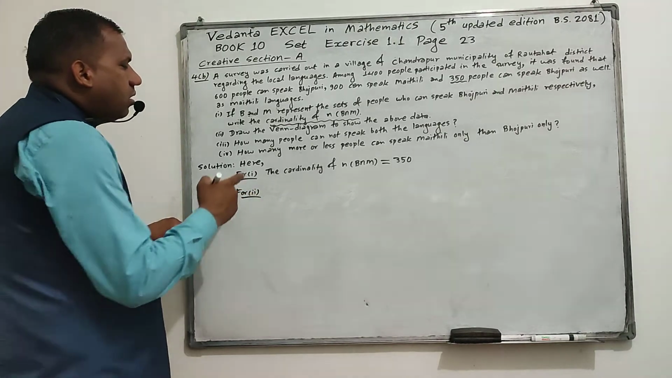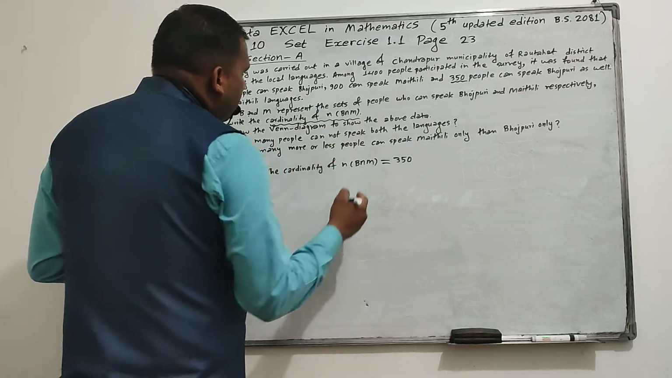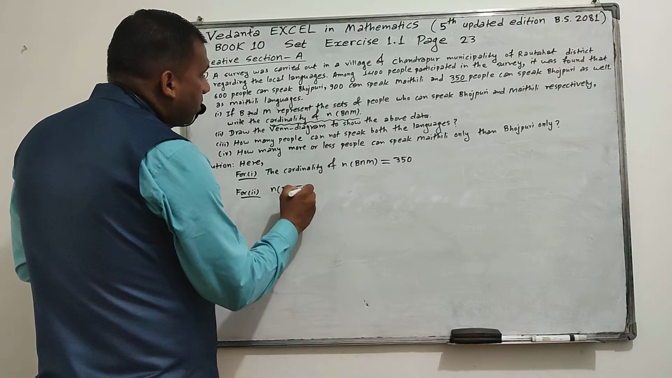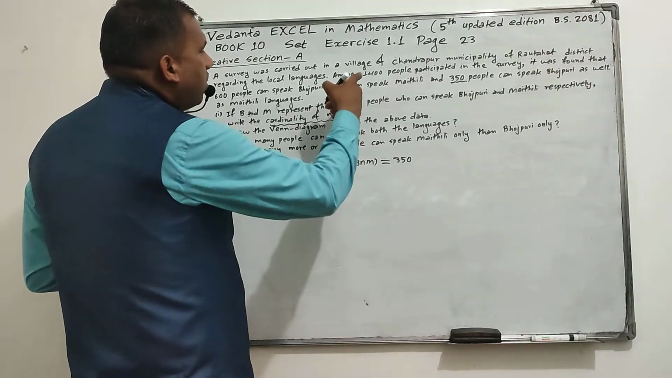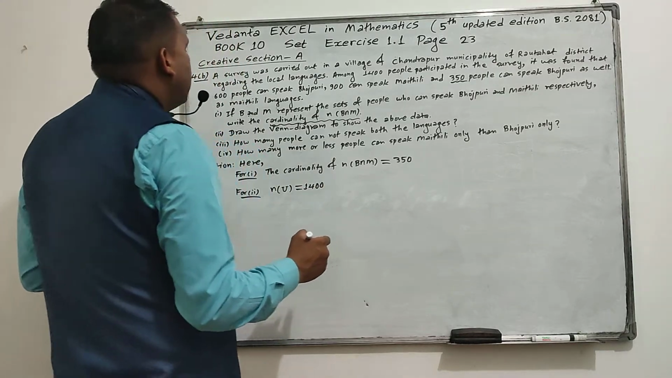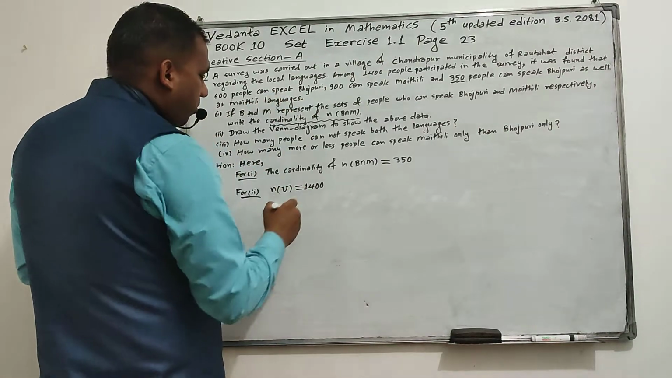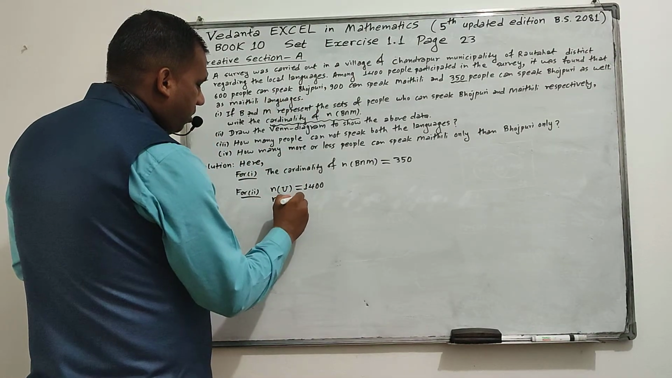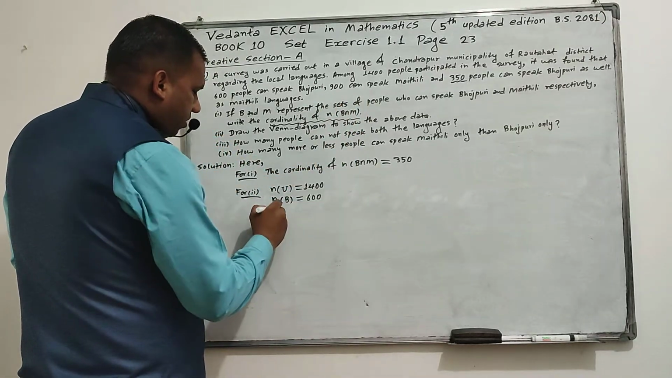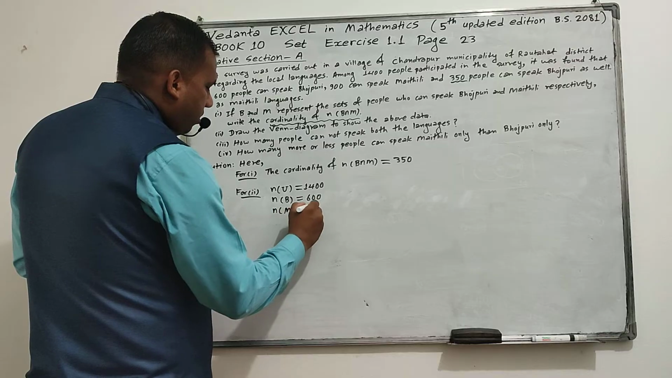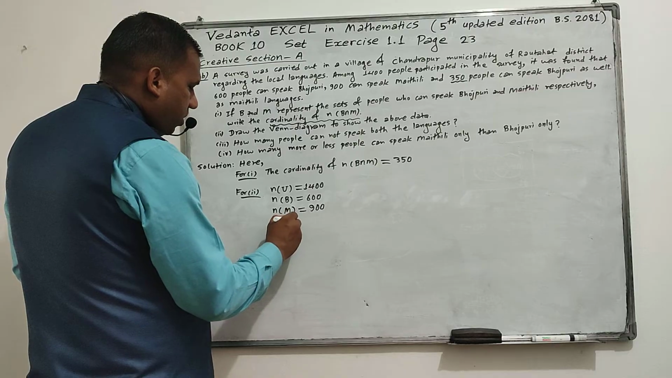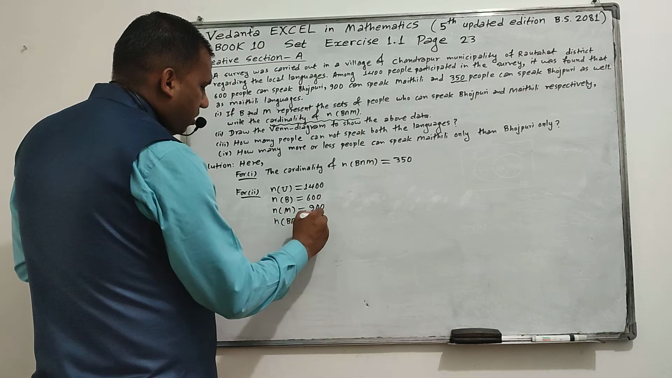we have to draw the Venn diagram to show the above data. Here n(U) equals 1,400. Then 600 can speak Bhojpuri, n(B) is 600. 900 can speak Maithili, n(M) is 900. And those who can speak both, n(B intersection M), that is 350.